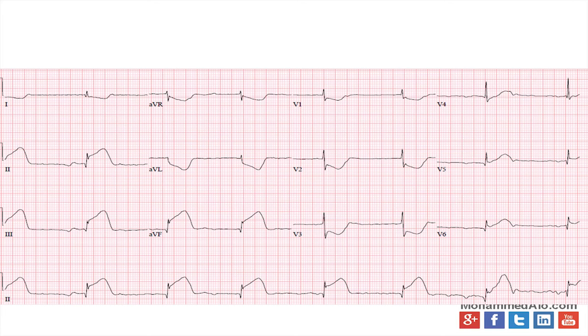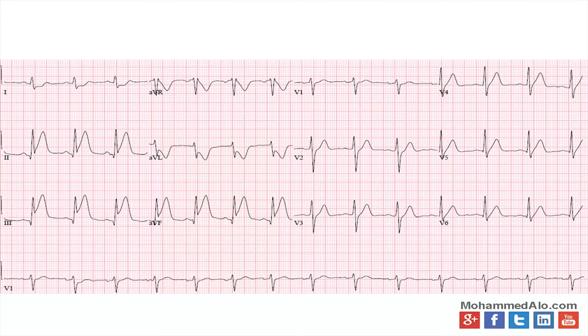Lead 3 is definitely a little bit elevated compared to lead 2. When you can't tell by the ST segments, you look at the T segments. If the T is higher in lead 3, then it is an RV infarct, and it looks like it is, so we'll probably go with that as well.